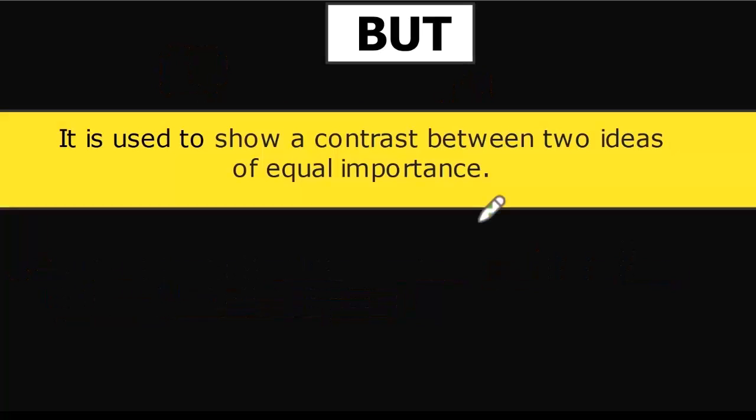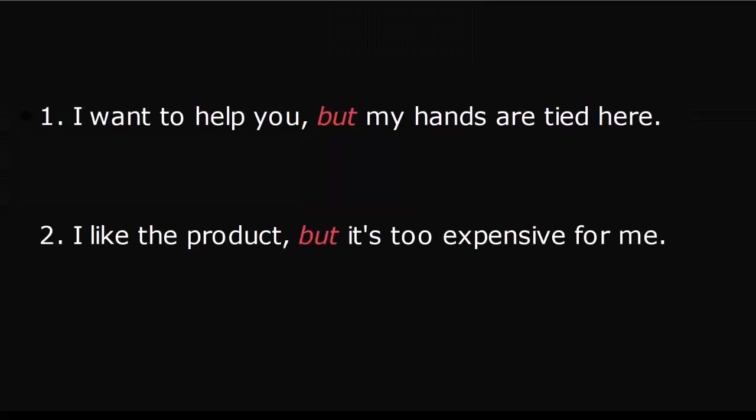Let's learn how to use but to form compound sentences. But, as a coordinating conjunction, is used to show a contrast between two ideas. That's what it does. Let's take some examples. Number one: I want to help you, but my hands are tied here. Meaning I can't do anything here. I'm not allowed to do anything here.